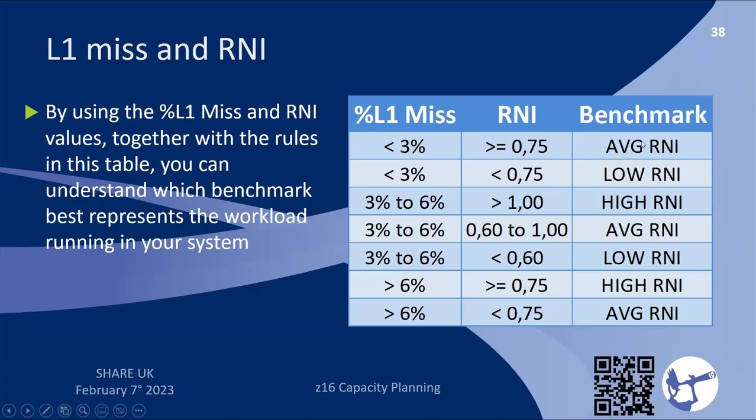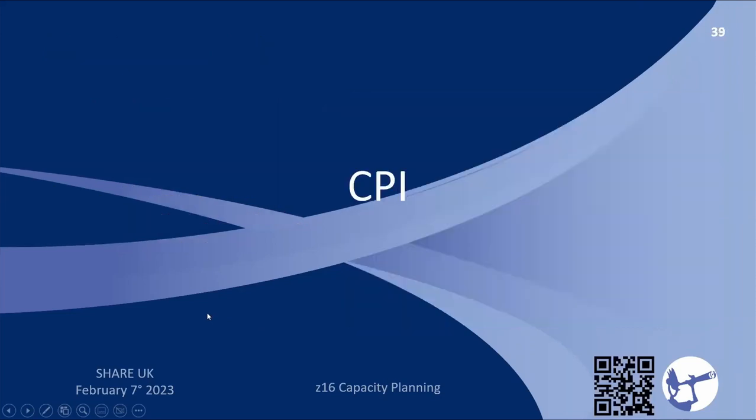And again, in our experience, this is the benchmark representing most of the customers in production. And then, again, it's very simple. You apply the formula. So where are you with the level 1 miss? It will be one of these cases. At that point, where are you with the RNI? You will be in one of these cases. Depending on the combination, you may state that that is an LPAR that is running in average RNI, low RNI, and so on. So your workload will exploit in a good or in a bad or in an average way the hardware that lies behind. Final chapter, cycle per instruction.